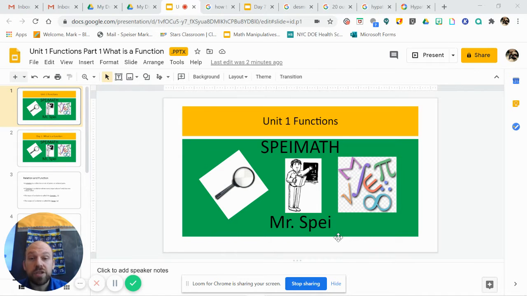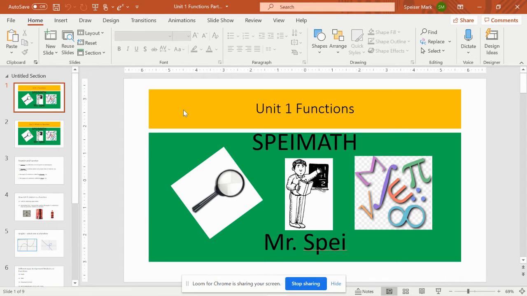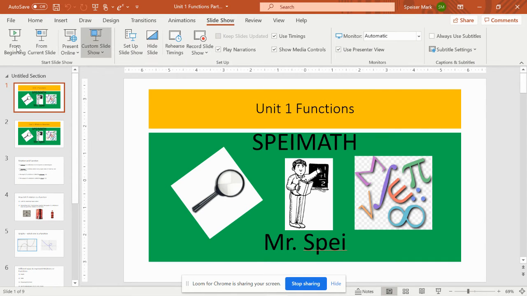Unit 1 is on functions. So the first lesson in functions is what is a function. Let's go to the lesson slides and start going through it. Okay, so let's start from the beginning. Unit 1, functions.